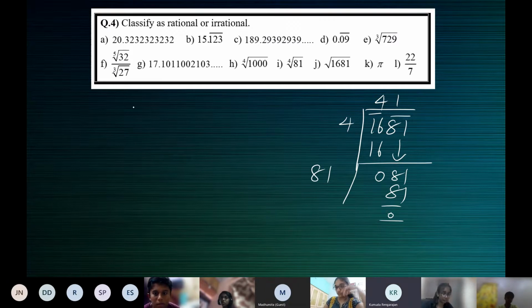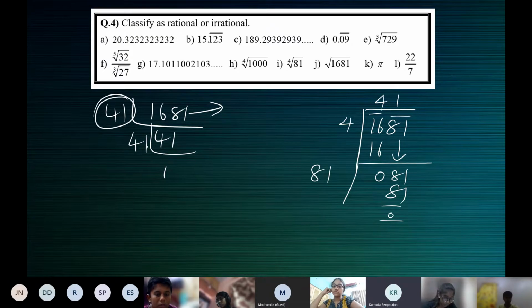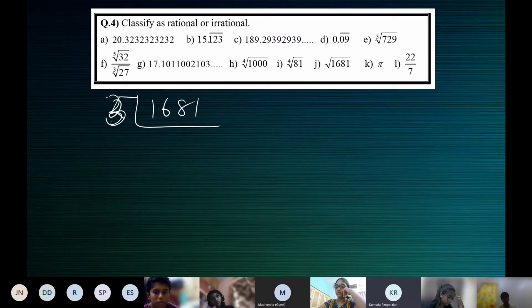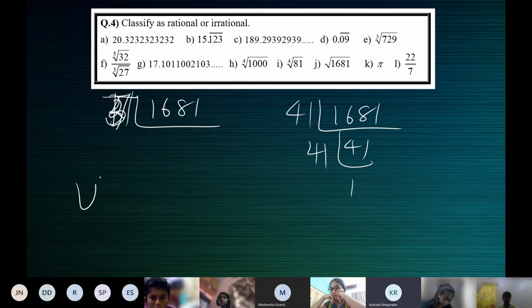In prime factorization, it will be difficult to work, because it's directly 41. 41 times 41 once, because 41 is a prime number. See, 1681, you cannot divide by 2. You cannot divide by 3. You cannot divide by 5, 7, 11, nothing. So you will give up at a point. 41 times 41 once. So the square root of 1681 is 41.